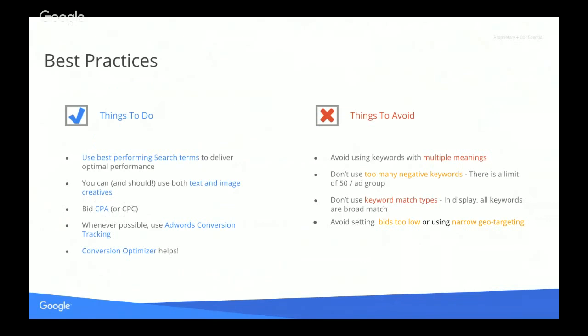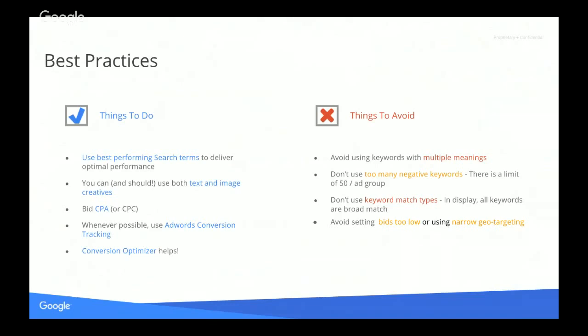A few best practices. What you can do is use best performing search terms. You can and you should use both text and image creatives. The only logic being that a lot of our display partners, if they don't have an image slot available, your text ad can actually appear there. Bid CPA or CPC. Whenever possible, use AdWords conversion tracking, and conversion optimizer definitely helps.